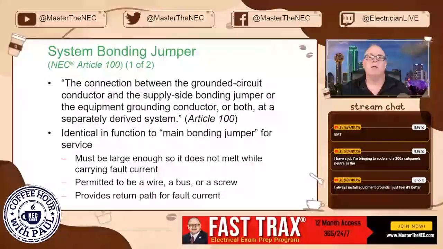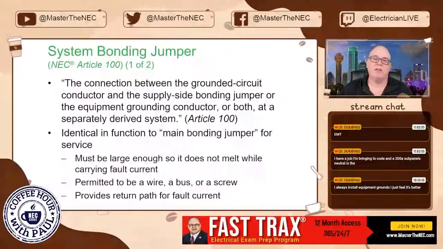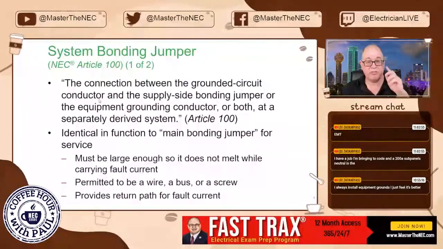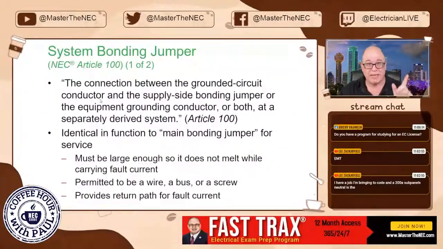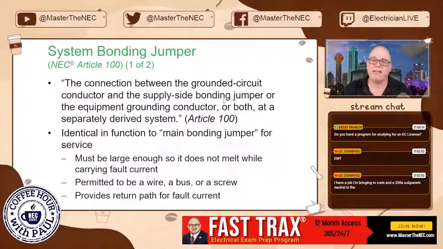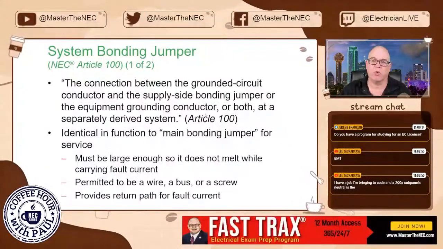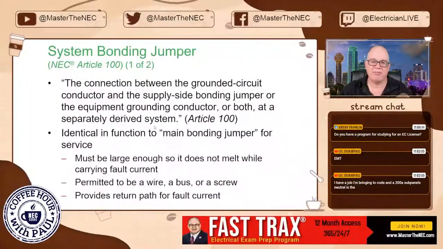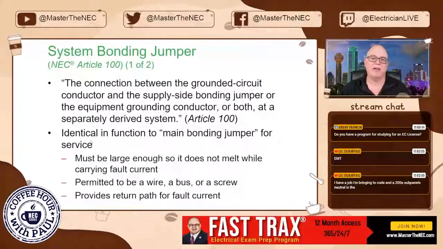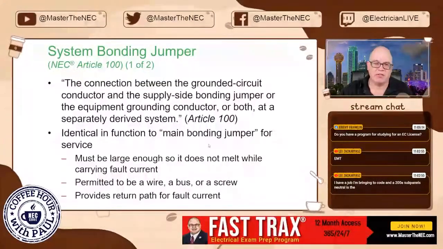All right, so the connection between the grounded circuit conductor, that's the grounded one, the yellow with the white coming in, and the supply side binding jumper or the equipment grounding conductor or both at the separately derived system, this is identical to the function of the main binding jumper. It's an identical concept.